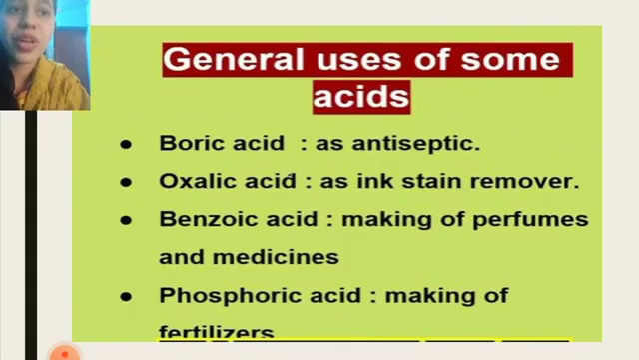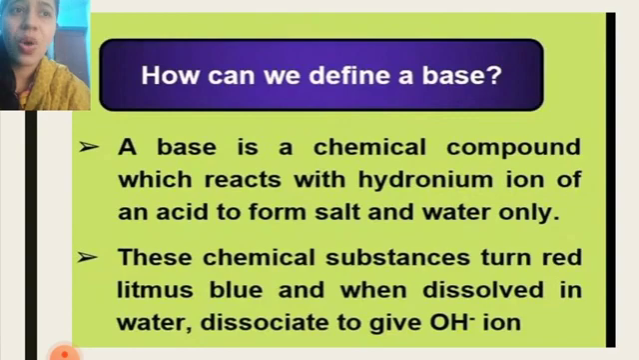General uses: boric acid as an antiseptic; oxalic acid as an ink stain remover; benzoic acid in perfumes and medicines; phosphoric acid in fertilizers. Now bases. In acids, the behavior mainly depends on the H plus ion. In bases, it mainly depends on the OH minus ion. For example, if we take sodium hydroxide and dissolve it in water, it gives Na plus and OH minus ions. If we add acid to it, it forms salt as NaCl and a water molecule.